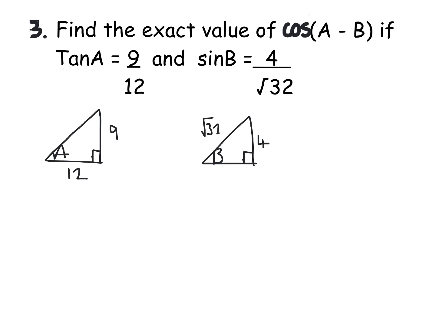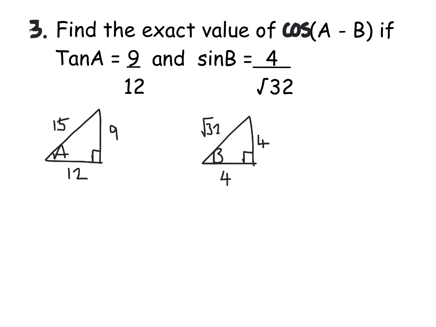So using a bit of Pythagoras here, for the A triangle, you've got 9 squared plus 12 squared, which is 225. And when you square root 225, you get 15. On my second one, it would be root 32 all squared, take away 4 squared, which is just 32 take away 16, which is 16. The square root of 16 is 4, so this is actually an isosceles triangle.